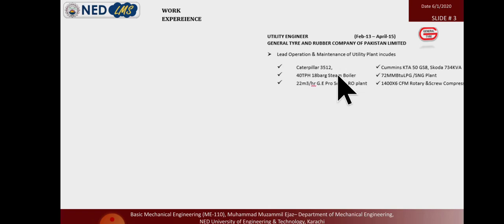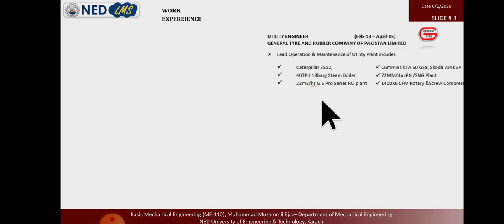Cummins generators, CAT (Caterpillar) generators, and they have three boilers of 65 ton, 22 ton, and 12 ton. They have large consumption of steam for the curing of the tires, and many compressors, pumps, and turbines, etc. Being an engineer there, I was looking after the whole operation and maintenance, and above me I had a manager, and above him the directors of the company.